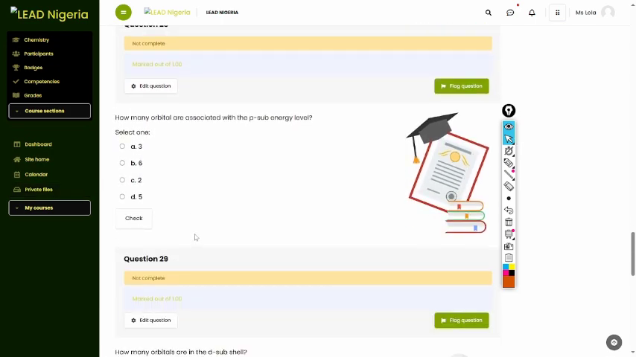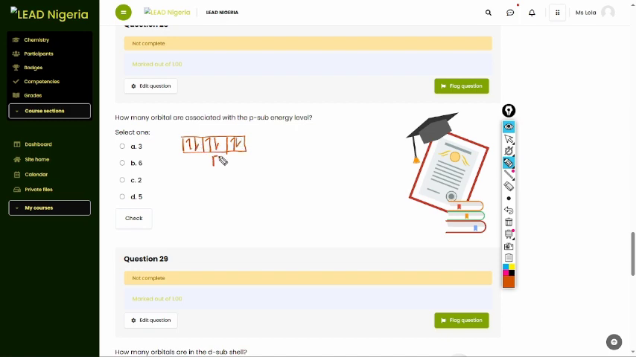How many orbitals are associated with the p sub energy level? Very good. So the p sub energy level has 3 orbitals, since it can carry a maximum of 6 electrons. So each orbital will carry 2 electrons. So it looks like this, filling in the electrons singly and then pairing them.